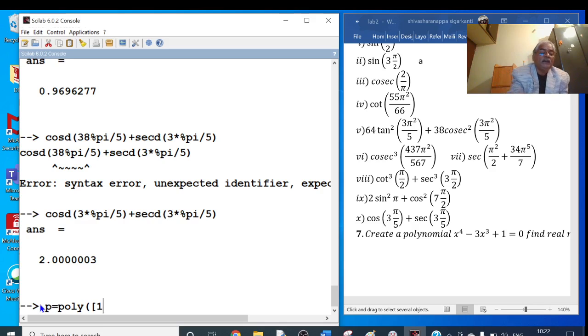Constant term is 1. Here I will type 1, comma. No x term, its coefficient is 0, comma. No x square term, its coefficient 0, comma. X cube term is there, its coefficient is minus 3, comma. X raised to 4 is there, its coefficient is 1. I'll put 1. Close the square bracket. Put a comma here. Create this in terms of x.